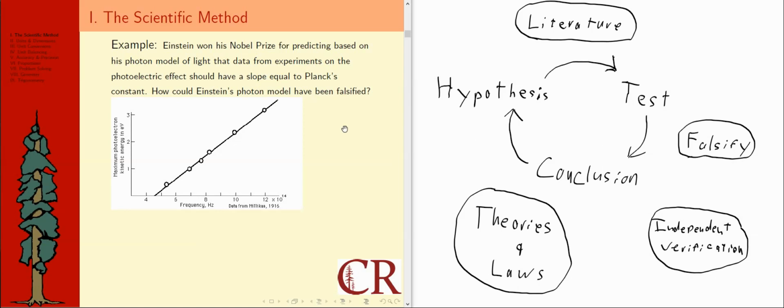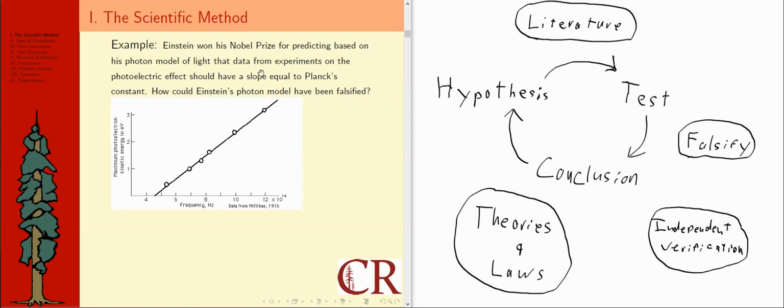It's actually maybe not the thing he's most famous for, because he's maybe most famous for E equals mc squared and the theory of relativity and all that kind of stuff. But this is one of the important foundational building blocks of quantum theory that Einstein also had a really prominent role in developing. But the question here is, how could Einstein's photon model have been falsified?